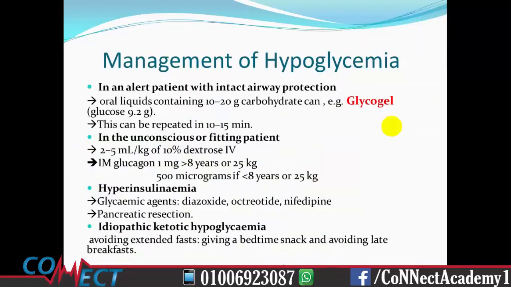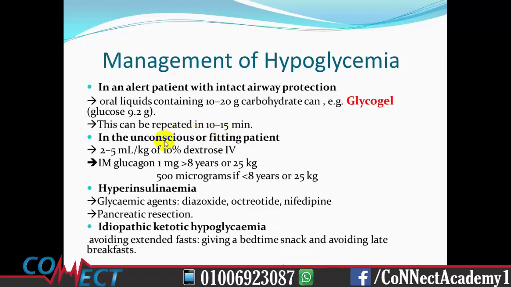Lastly, how to manage hypoglycemia. If the patient is alert, can swallow, can protect his airway, and is not comatose, the best choice is to give oral liquids containing 10 to 20 grams of carbohydrates. In the UK, in the emergency room, they have small gel capsules called Glucogel. Each capsule contains about 9.2 grams of glucose. So they just give it to the child in the ER inside his mouth and he instantly improves. This can be repeated again in 10 to 15 minutes if the child needs it.